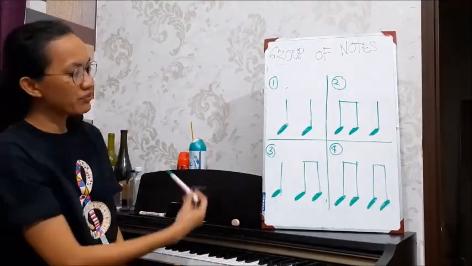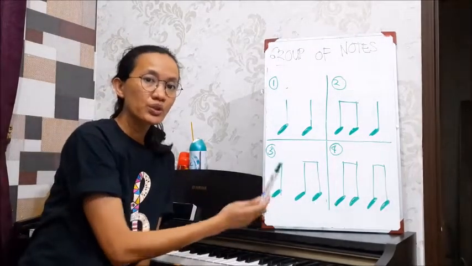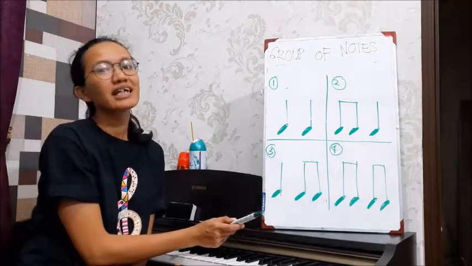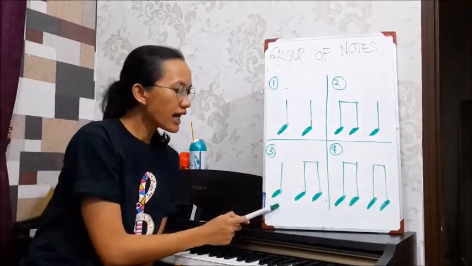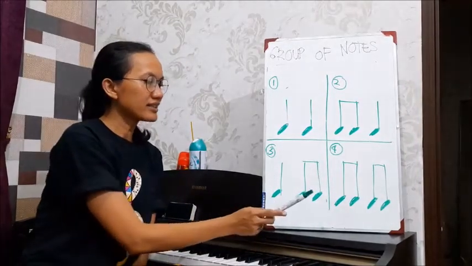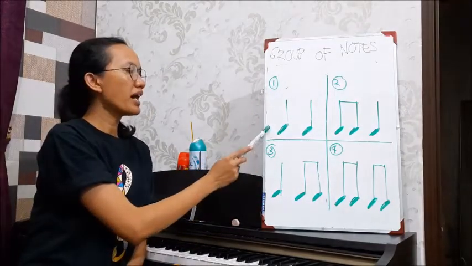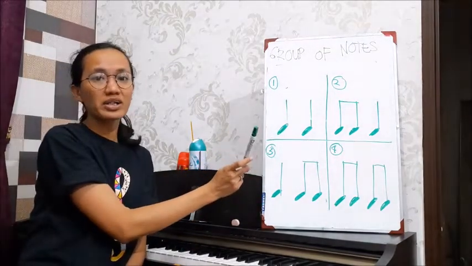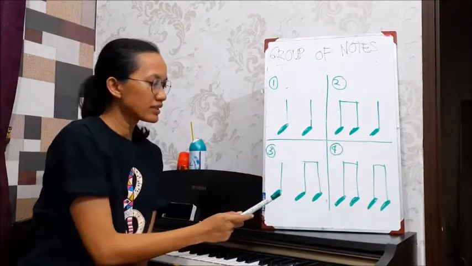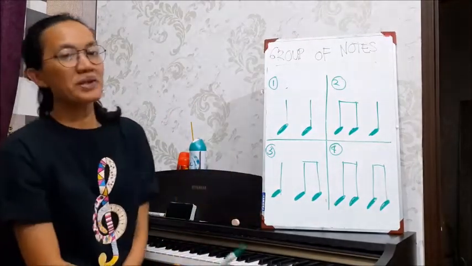Now group number 3, we have 1 single crotchet and then 2 quavers. How does it go? Number 3, 5, 6, 7, 8. Ta, ta, ta. Again, number 3, ta, ta, ta. Let's do number 1 until number 3. In 5, 6, 7, 8. Ta, ta, ta, ta, ta, ta, ta, ta. Easy.